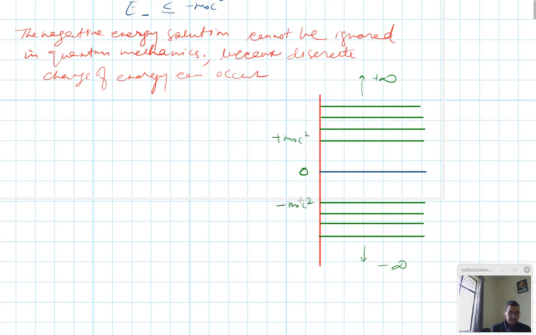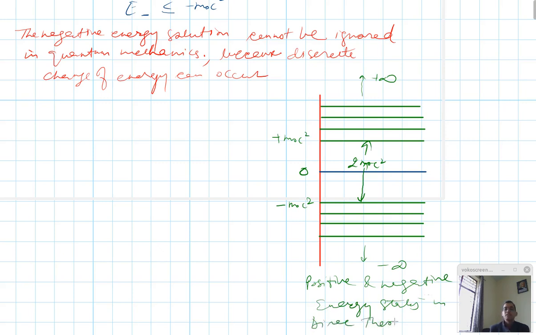This is the spectrum. And here this is the difference between these two, right? So this figure represents the positive and negative energy states in Dirac theory. Right, so this is the energy spectrum which we are getting out of the solution of the Dirac equation.